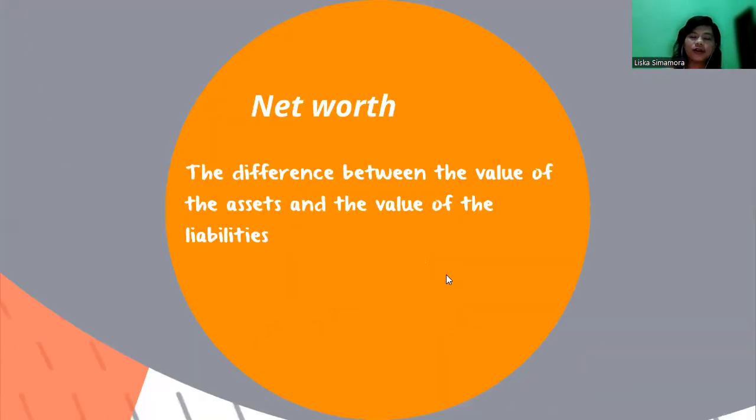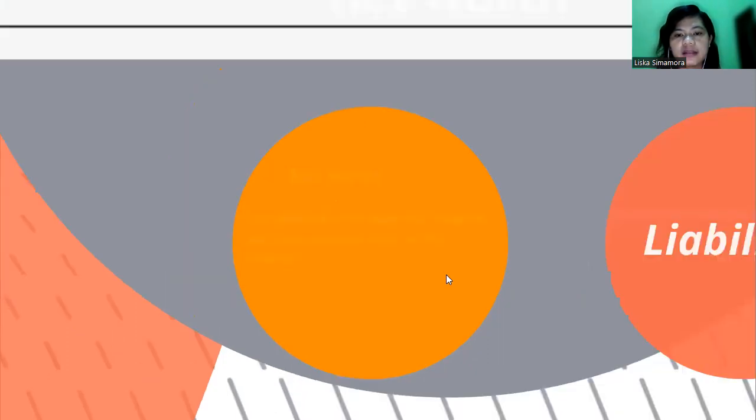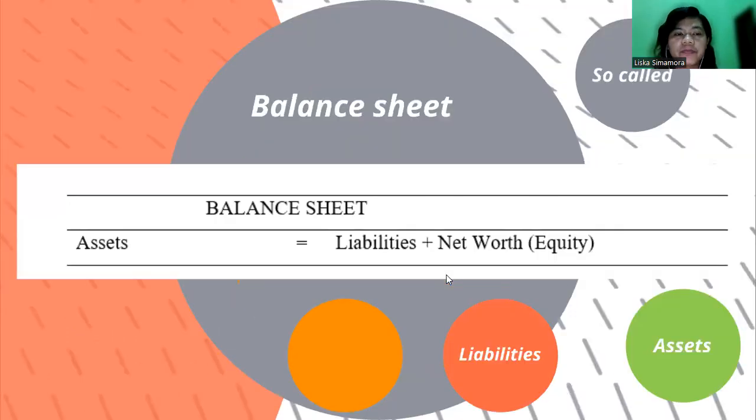Okay. So next term is net worth. This is the difference between the value of the assets and the value of the liabilities. Let me tell you where this comes from. I will share another thing here.